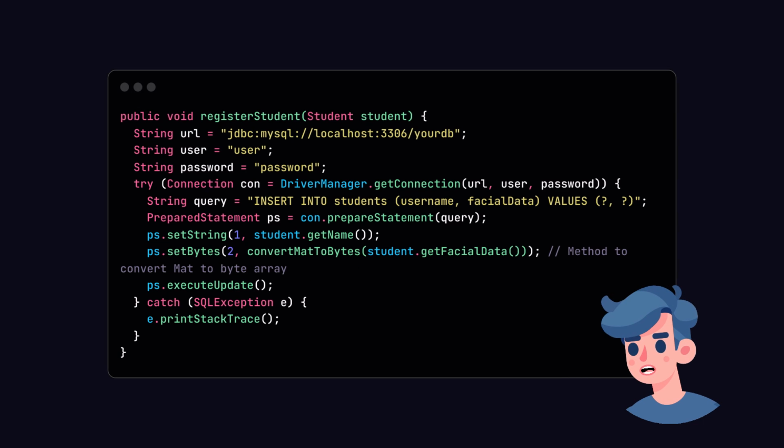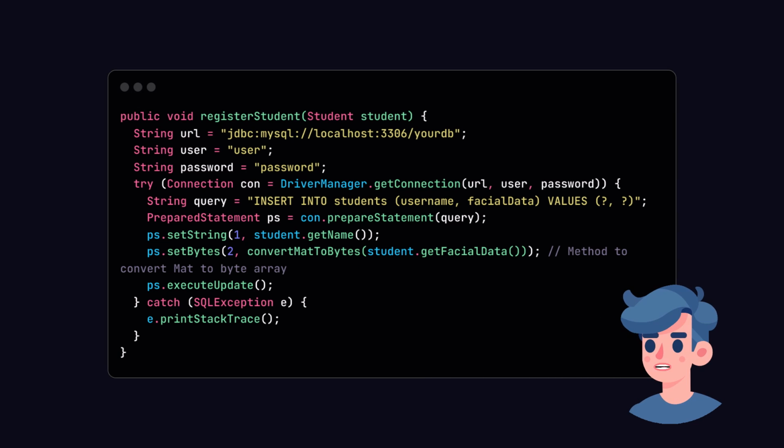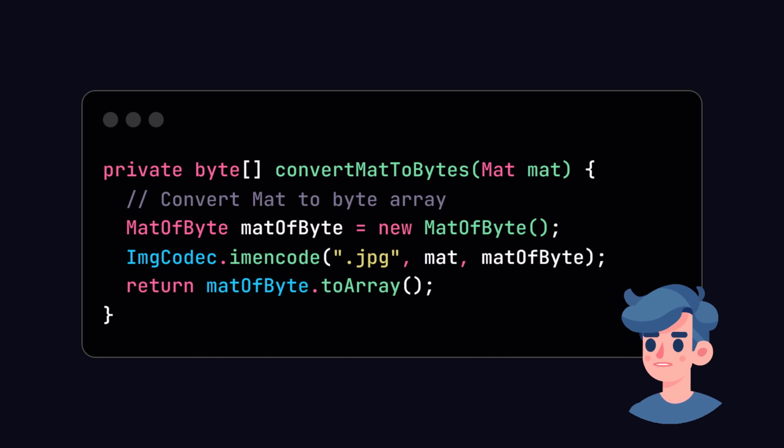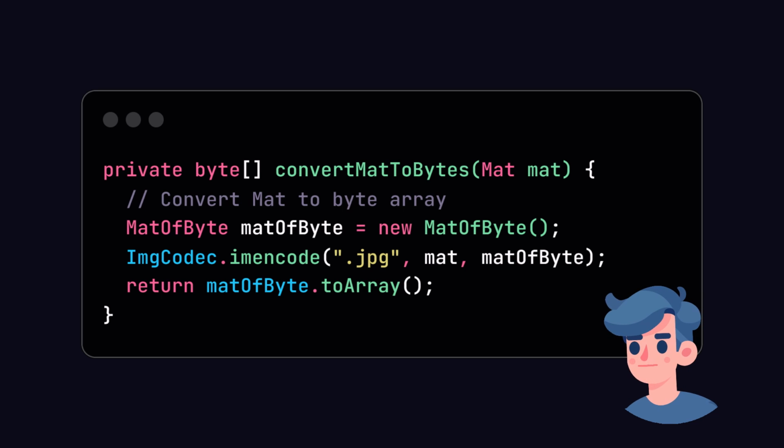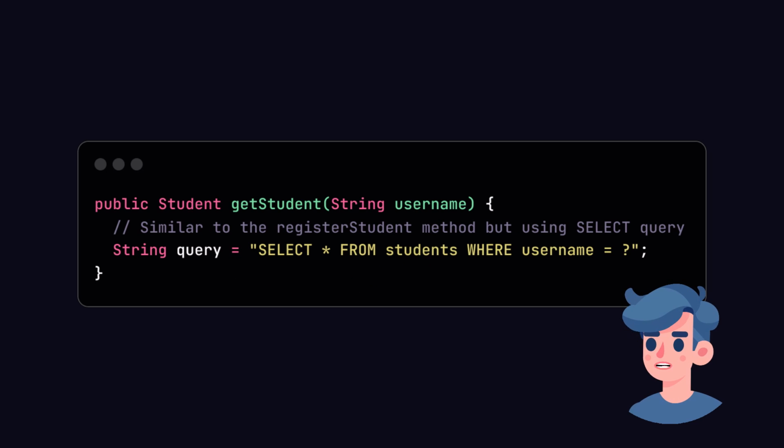In the registerStudent method, we'll change it to insert student data into the database. Let's write the method to establish a connection to the database and insert the student record. Now we need a method to convert facial data from OpenCV Mat to a byte array for storage in the database. Let's create the method convertMatToBytes. Let's also implement a method to retrieve student profiles from the database for future updates or checking existing users. We can create a method called getStudent that returns a student object based on their username.